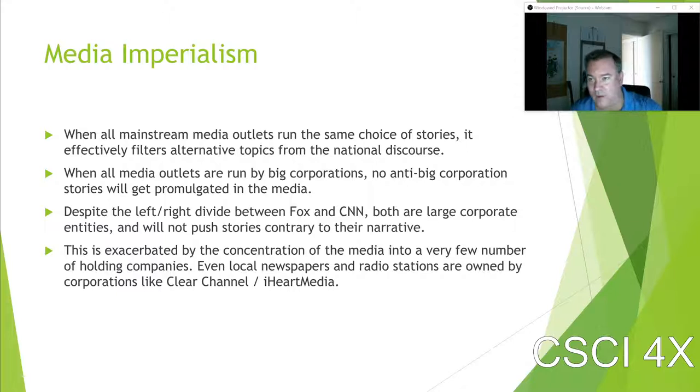When all the media go the same way, then that's what people talk about. And so Chomsky says, despite Fox and CNN being the archetypical right-wing and left-wing media outlets, the fact that they're both large corporate interests that are beholden to their advertisers and their sources means that they still don't run stories contrary to the overall narrative. Chomsky, being a communist, wants to see more anti-capitalism messages, and since both of these are at their roots capitalistic corporations, they're not going to run the stories that he wants to see.